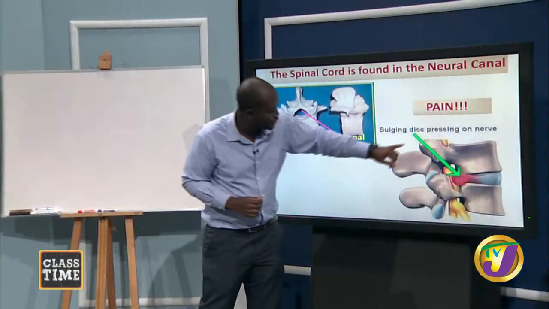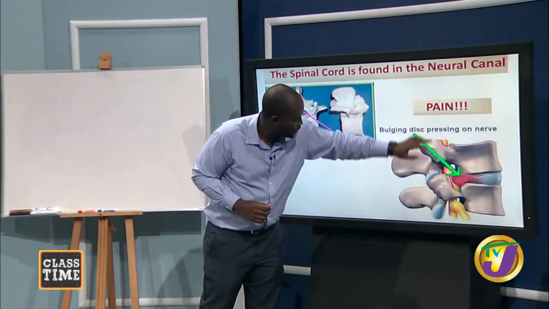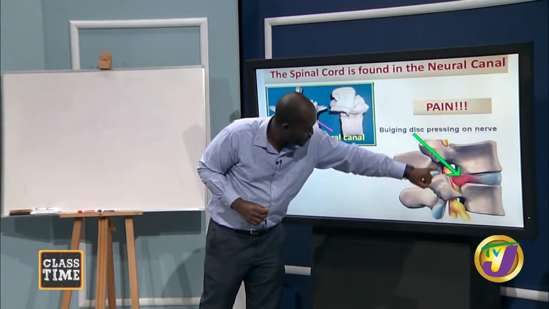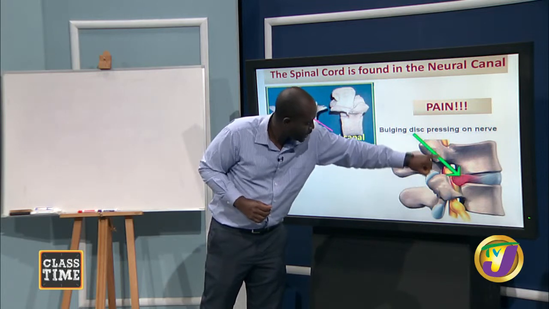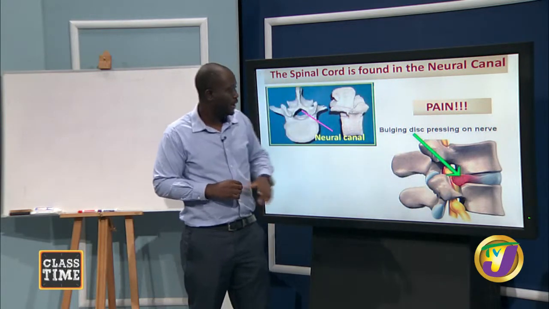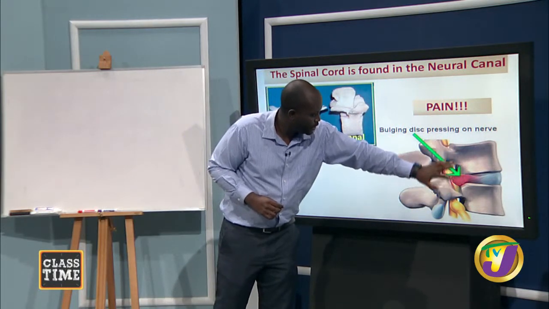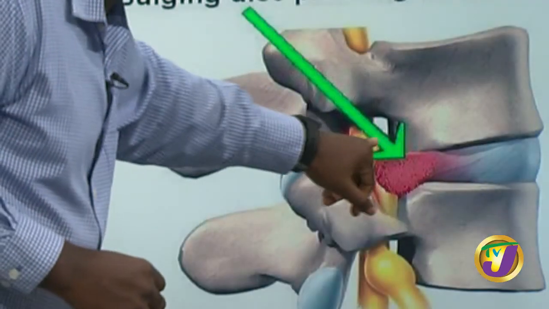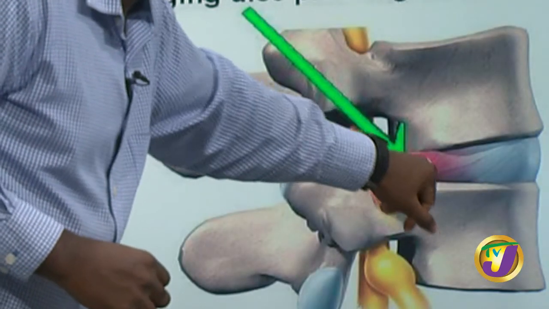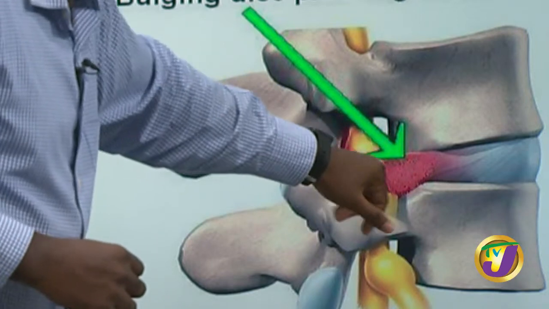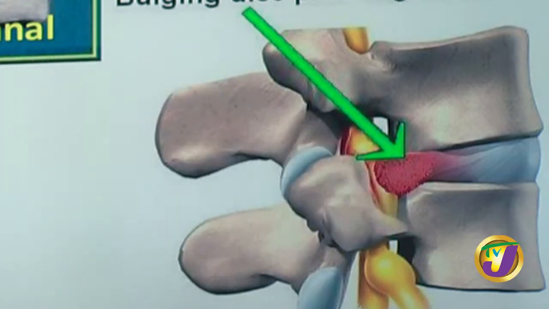And this diagram shows you how it occurs. So the spinal cord passes through right here. And separating the vertebrae will be a disc of cartilage, right? And sometimes it may bulge and press against the spinal cord, which may result in pain.